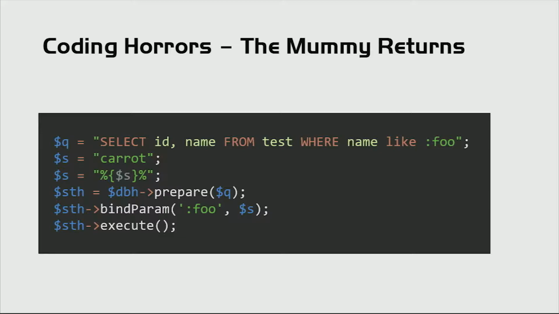Okay, let's fix that. Handle the percentage wrapping before you do the binding. Do the binding without quotes, because that's what binding does for you, or one of the things it does for you. And we've got something that works.